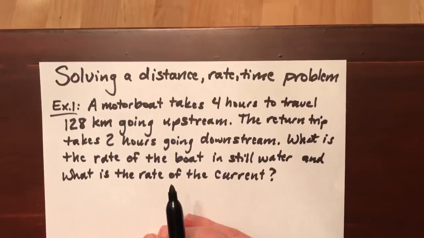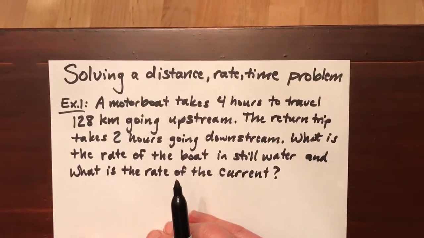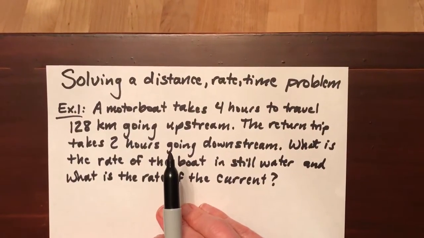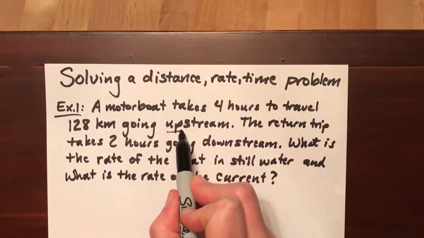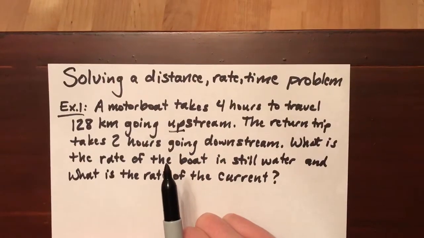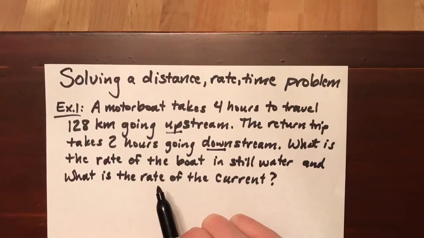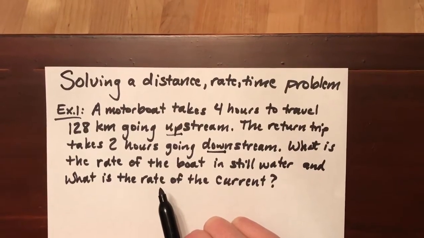This is a distance, rate, time problem. A motorboat takes 4 hours to travel 128 kilometers going upstream. The return trip takes 2 hours going downstream. What is the rate of the boat in still water, and what is the rate of the current?